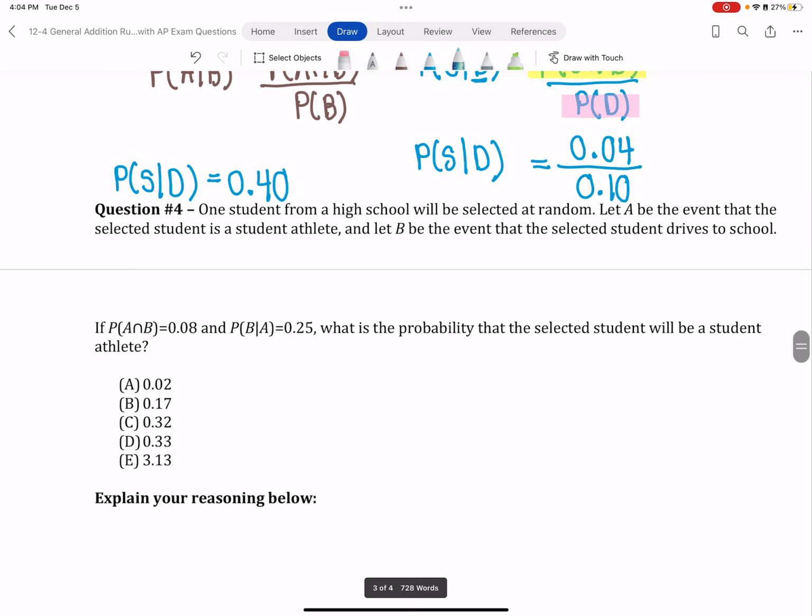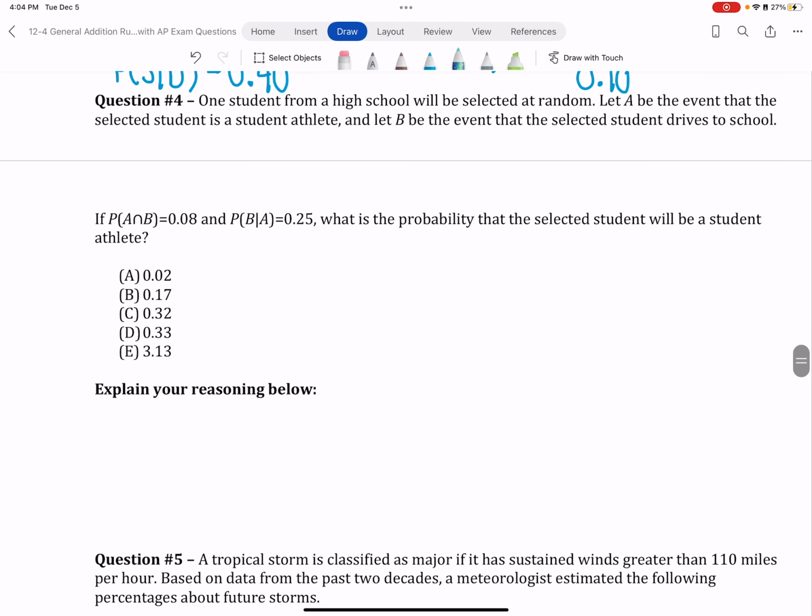Okay, question 4. One student from a high school will be selected at random. Let A be the event that the selected student is a student athlete, and let B be the event that the selected student drives to school. If the probability of A and B happening is 0.08, and the probability of B given A is equal to 0.25, what is the probability that the selected student will be a student athlete?